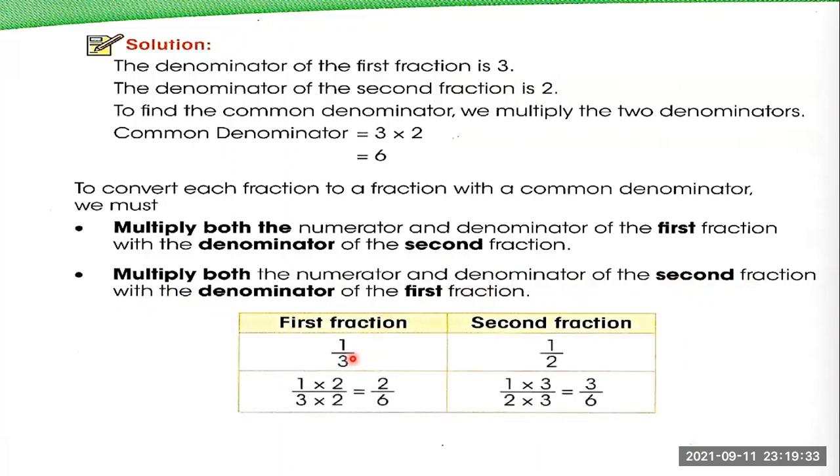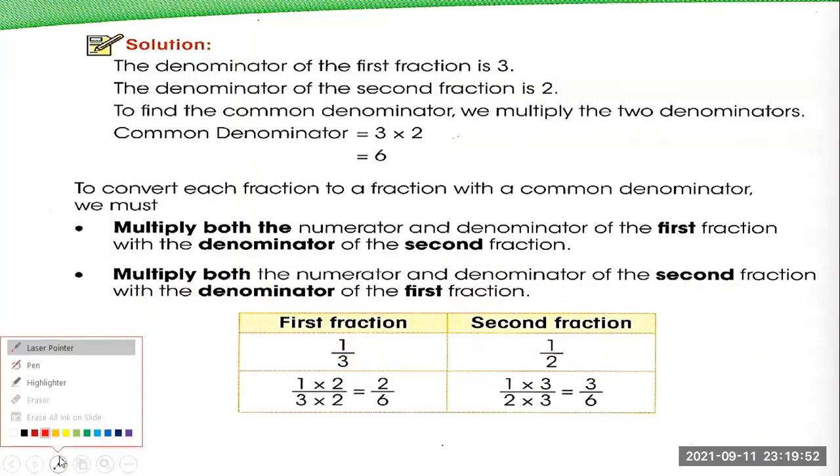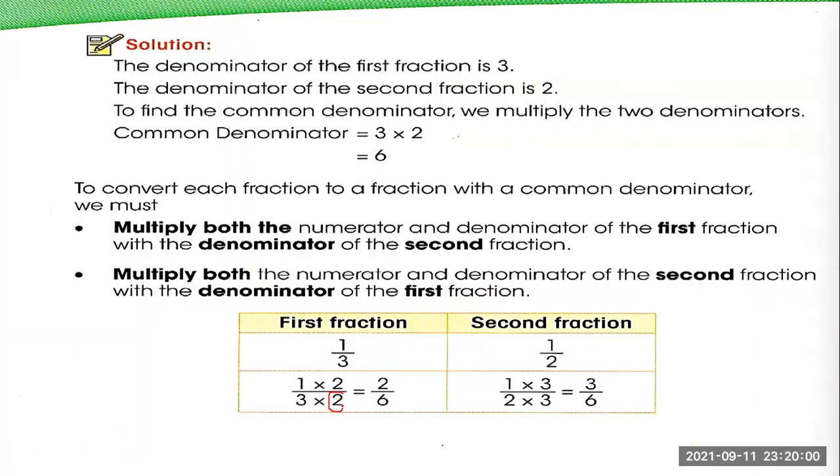For example, look at here, grade 3. The first fraction, we have 1/3. Our denominator is 3. Second fraction, 1/2. The denominator is 2. All you have to do is multiply both numerator and denominator of the first one. So here we use 2 and 2, so we have 2 halves. We use it because the denominator of the second one is 2.